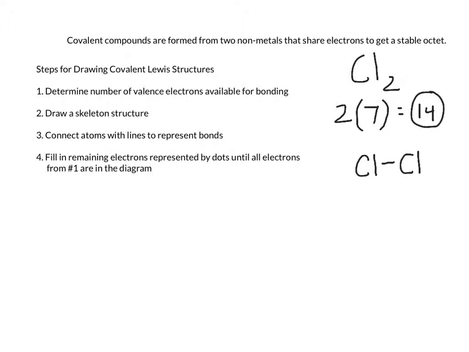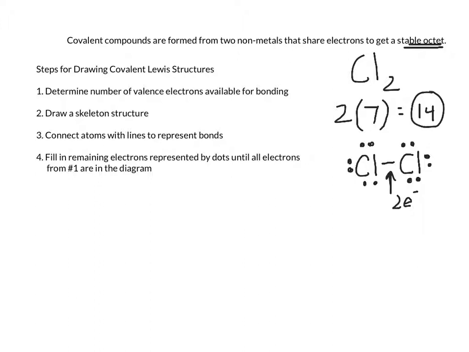And then the last step is to fill in the remaining electrons, represented by dots, until all of the electrons are in the diagram. And if you remember, we're trying to always get a stable octet. So I want my chlorines each to have 8 valence electrons. If each of them is sharing this bond, and this bond is 2 electrons, then they each need 6 more electrons. I do that by putting dots around in pairs, because remember, electrons are in pairs in an orbital. And so I put my electrons around each chlorine.